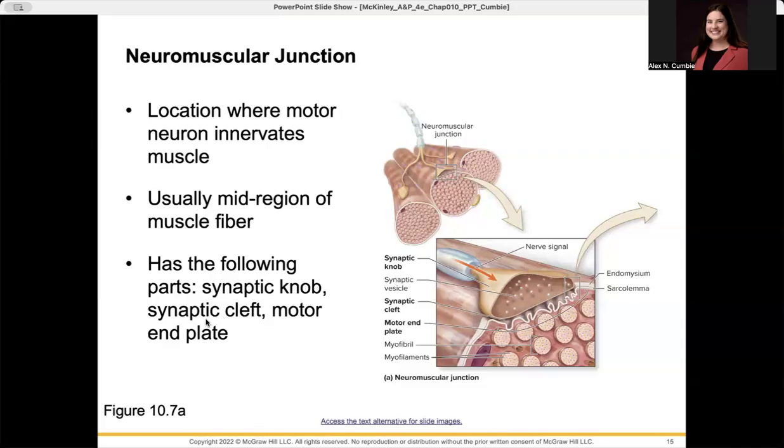We have a synaptic cleft, so just this space. You can think of it as just an opening, a small space in between where the nerve is and where the muscle is. And then we have what we call a motor end plate. The motor end plate is on the muscle fiber itself, and that is where it can actually receive the neurotransmitter that this synaptic knob is going to release.